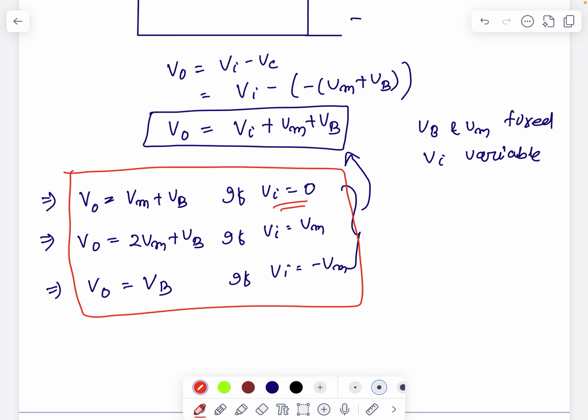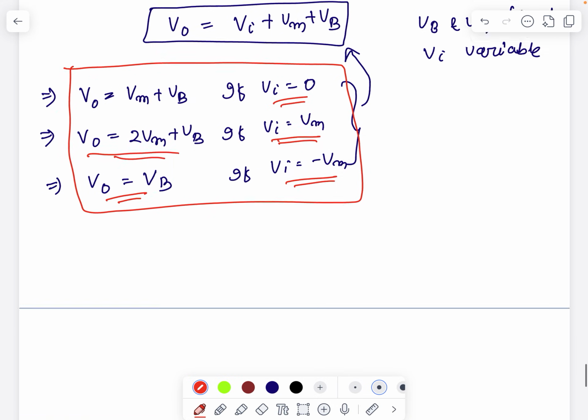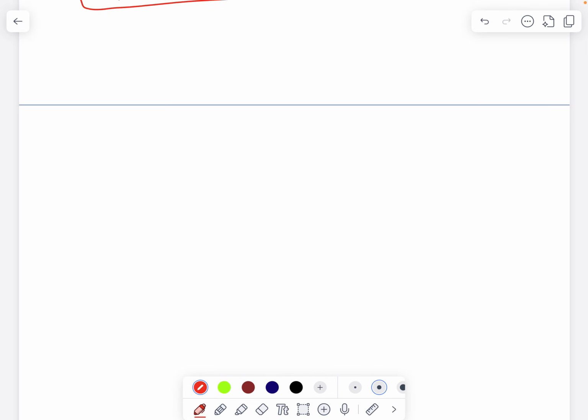Okay, so I'll get all these conditions. When Vi equal to 0, V0 equal to Vm plus Vb. When Vi equal to Vm, V0 equal to 2 Vm plus Vb. And when Vi equal to minus Vm, I got V0 equal to Vb. So let me draw this diagram for this input voltage and output voltage.